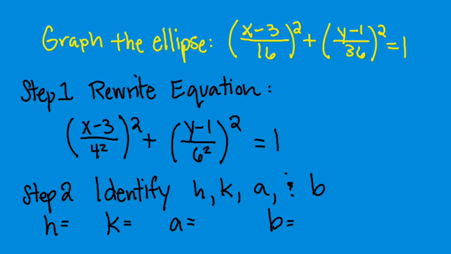So our h is going to be the inverse value of whatever's added to or subtracted from x. So we have 3. Then the k is the inverse of whatever's added or subtracted from y, which is 1. Then we have 6 is our a value because it's the larger of the two, and our b is 4.